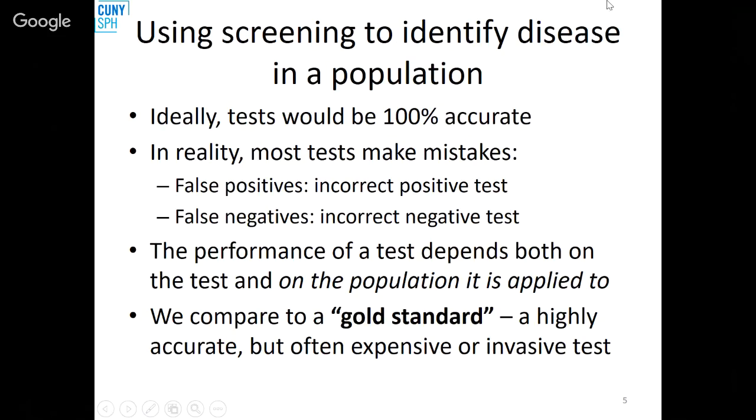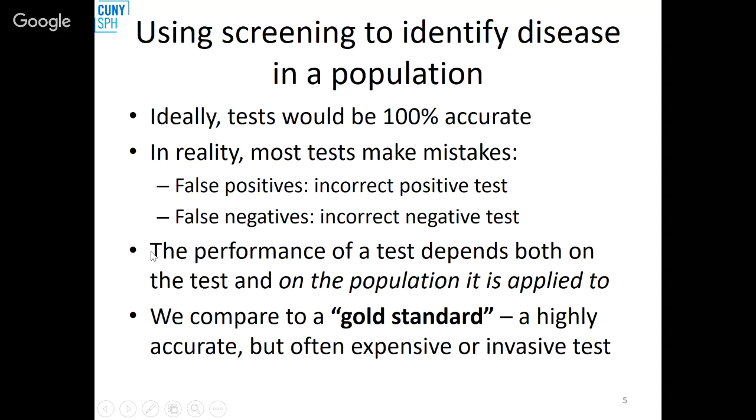So in an ideal world, these tests would just be 100% accurate. So if you get a positive test, you know you have the disease. If you get a negative test, you know you do not. But in reality, that's not the case. And there are very few tests that do not make mistakes, especially cheap and easy tests that can be applied to millions of people in the general population. They tend to make mistakes. They make two types of mistakes. False positives, that's when you get a positive test and it's wrong. And false negatives, when you get a negative test and it's wrong. Two types of mistakes.